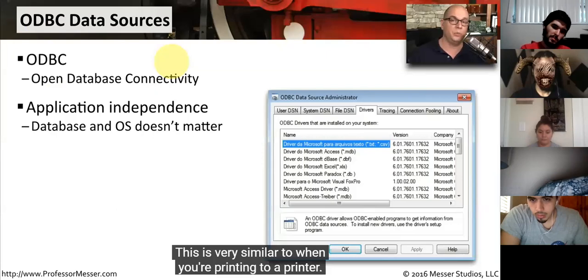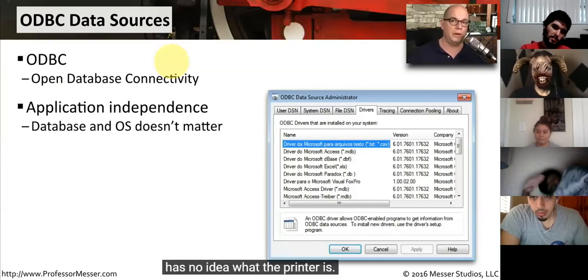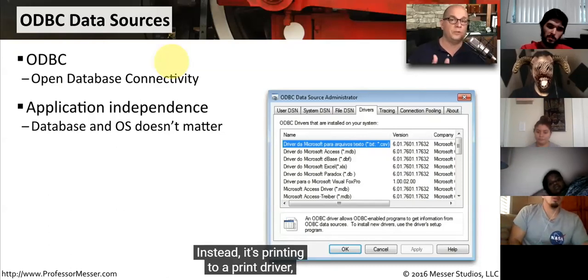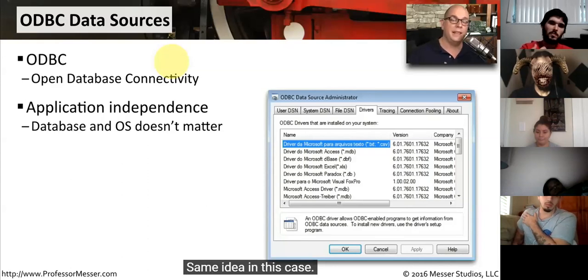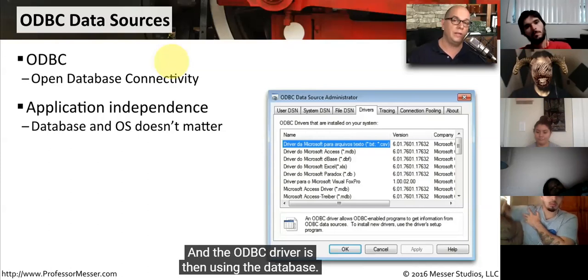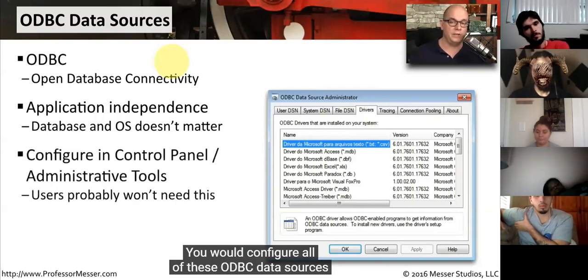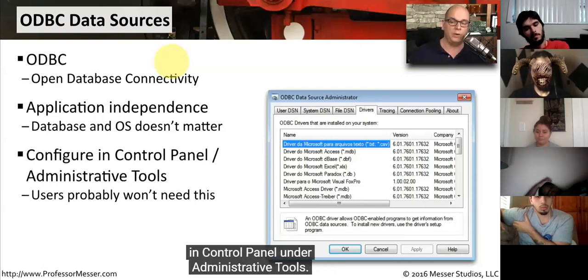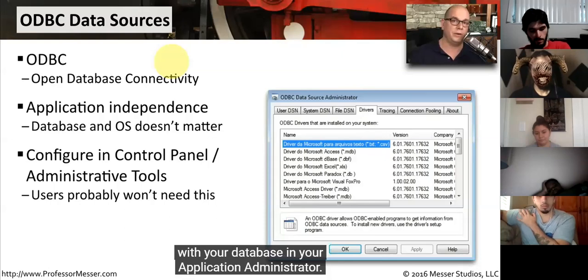This is very similar to when you're printing to a printer. The application that you're using has no idea what the printer is. Instead, it's printing to a print driver, and the print driver is then printing to the printer. Same idea in this case. The application developer is using the ODBC driver, and the ODBC driver is then using the database. You would configure all of these ODBC data sources in Control Panel under Administrative Tools. Your end users will probably not be configuring this. You'll probably be configuring this in conjunction with your database and your application administrator.